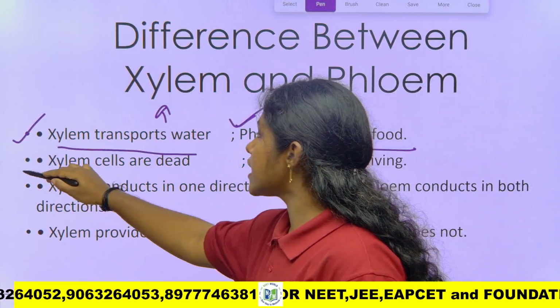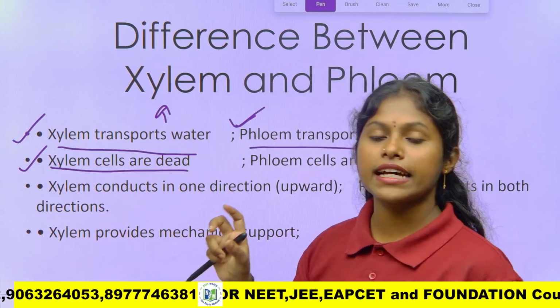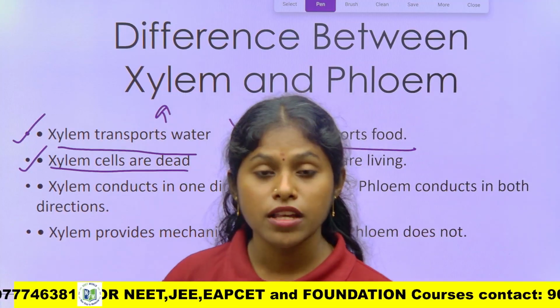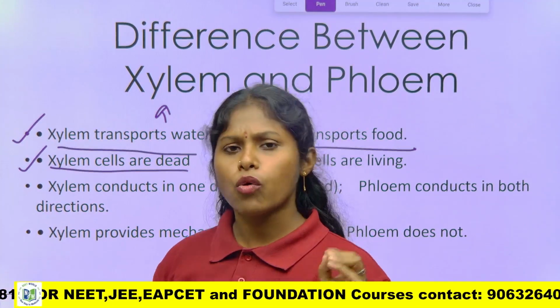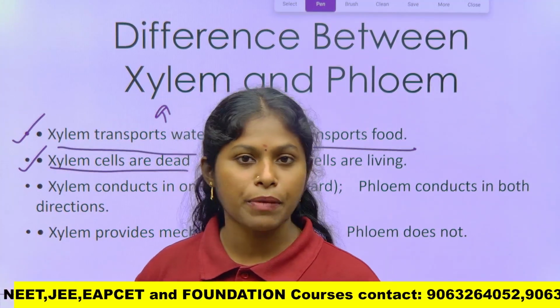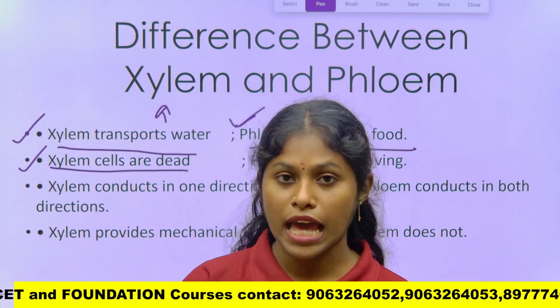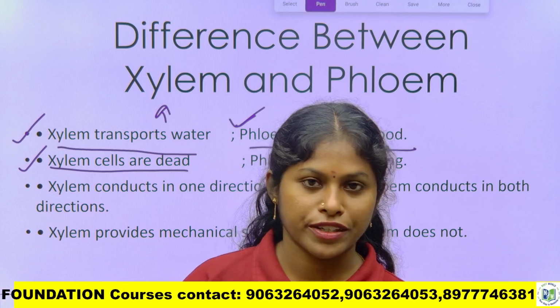The xylem cells are dead. The xylem is almost dead, because the vessels, tracheids and xylem fibers are all dead tissues. The only living tissue of the xylem is xylem parenchyma, which helps in regeneration, regrowth, and also when damage occurs, it will actively participate, right.